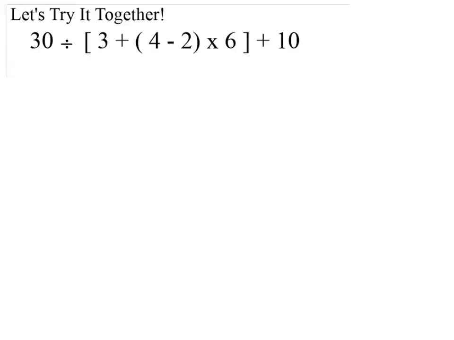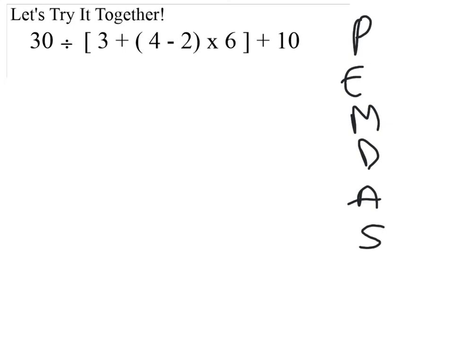Here's one harder problem. This is a bigger problem that you definitely see some parentheses and brackets. So let's try it together. I'm again going to write "please excuse my dear Aunt Sally" on the side. And now I'm going to read through the problem. It says 30 divided by, and that's a bracket, 3 plus, parentheses, 4 minus 2 times 6, bracket, plus 10.